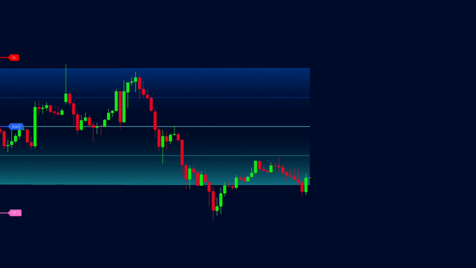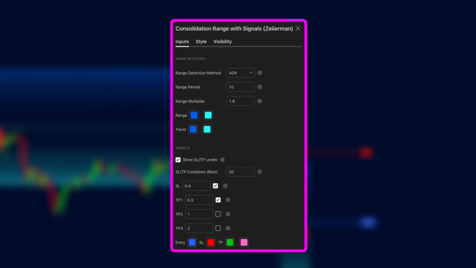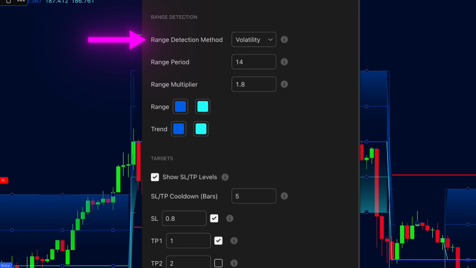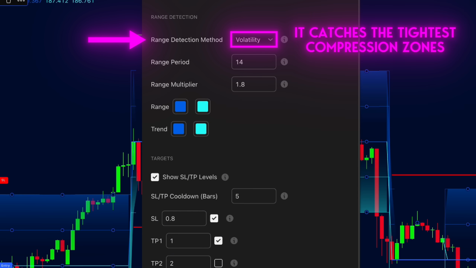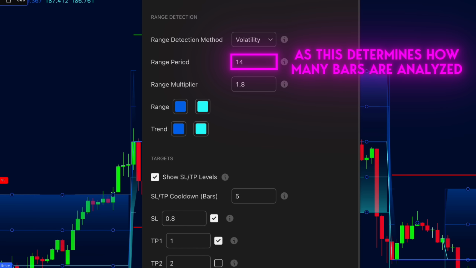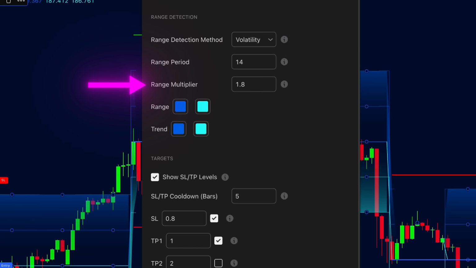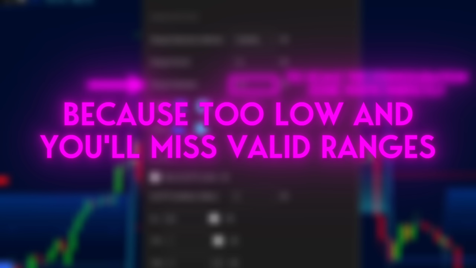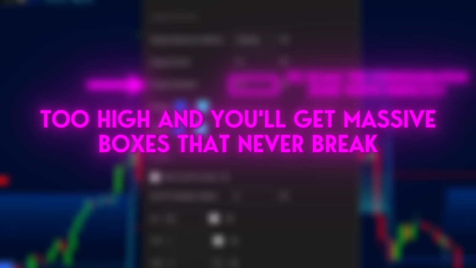Now, to get maximum accuracy with it, let's optimize your settings. Double-click on the indicator to access the settings panel. You'll see the range detection method. For most markets, I recommend starting with volatility mode, as it catches the tightest compression zones. Next, set the range period to 14, as this determines how many bars are analyzed for trend and volatility calculations. For the range multiplier, you want to set this to 1.8 to scale the consolidation zone width perfectly, because too low and you'll miss valid ranges, too high and you'll get massive boxes that never break.